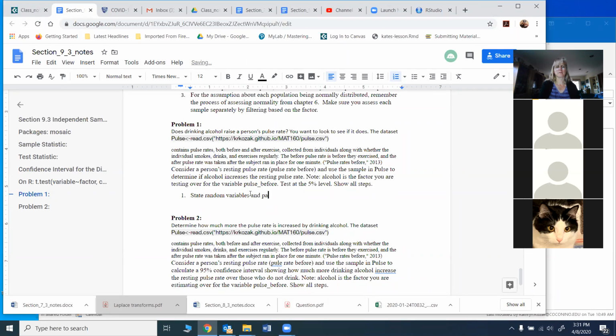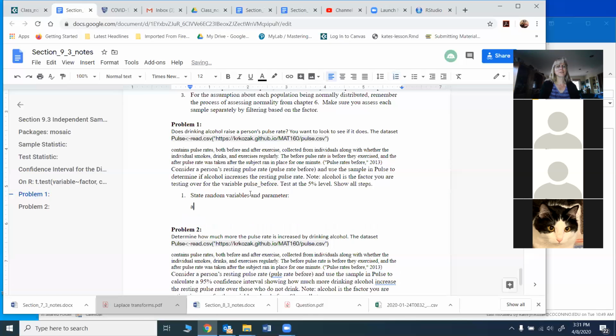And the parameter. All right, so what did I measure? My random variable is what I measure. You told me there are 2 samples, so I have to have 2 random variables. And what do I measure off of each unit of observation?